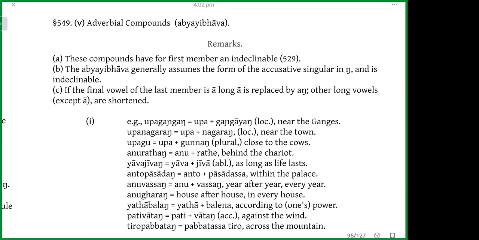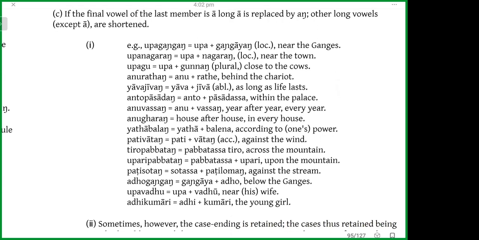All right. So there are some more here. So okay, we read all. Then tiro, okay, tiro pabbatam, pabbatassa tiro, across the mountains. Upari pabbatam, pabbatassa upari, upon the mountain. Pati sotam, sotassa pati lomam, against the stream. Ado gangaya, ado, below the Ganges. Upa vadhu, near his wife. Adhi kumari, the younger.